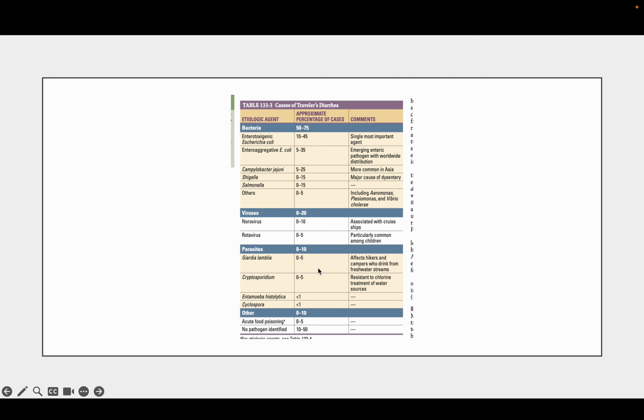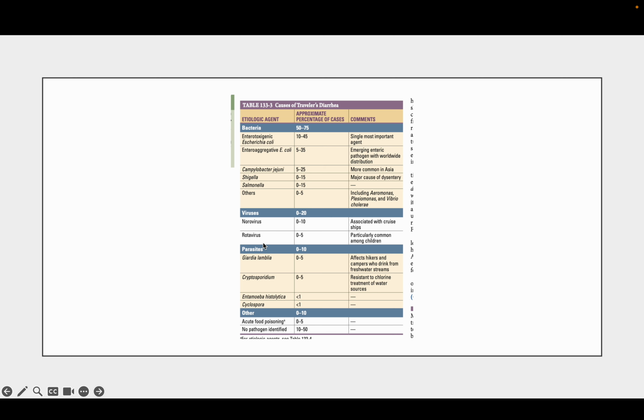So this is the list of causes of travelers diarrhea. We got one more question in NEET from this. Most common cause is always enterotoxigenic E. coli, then enteroaggregative E. coli, Campylobacter jejuni, Shigella, Salmonella. So you need to remember this list. Enterotoxigenic E. coli is the most important cause. Shigella is the major cause of dysentery, and you need to remember this.